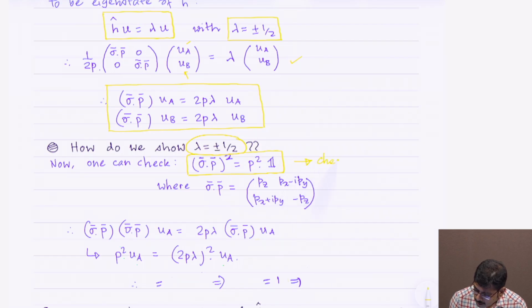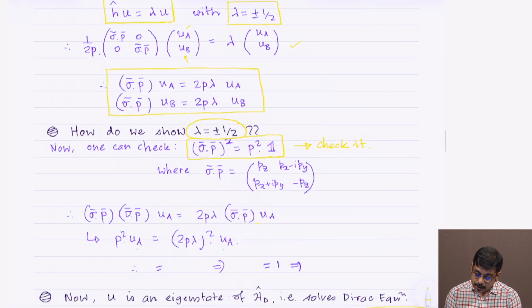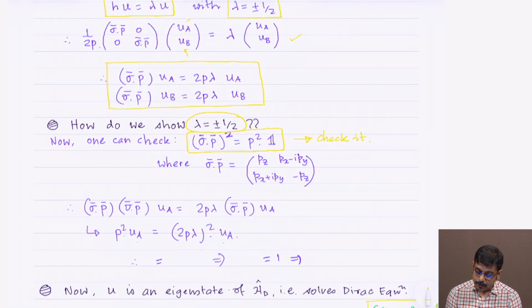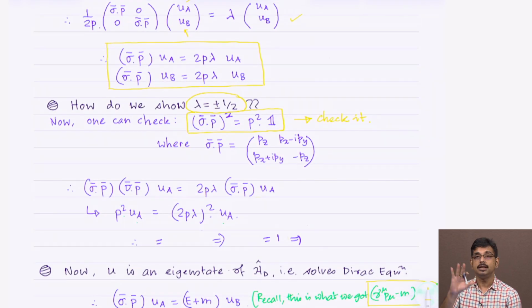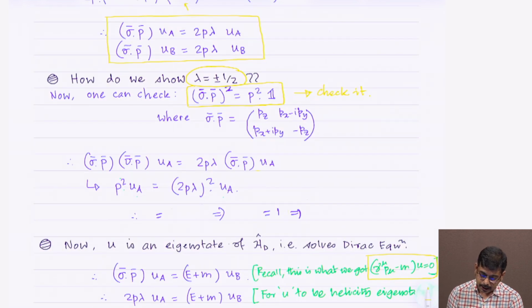This is very simple. So, please check it explicitly, where sigma dot p is what? It is the matrix with entries pz, px minus i py, px plus i py, minus pz. This is a simple matrix multiplication. Now, I have this relation that sigma dot p acting on UA gives me 2 p lambda UA. Let me operate another sigma dot p from the left hand side.